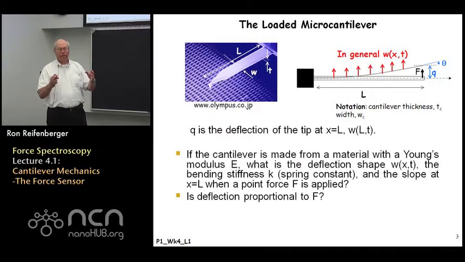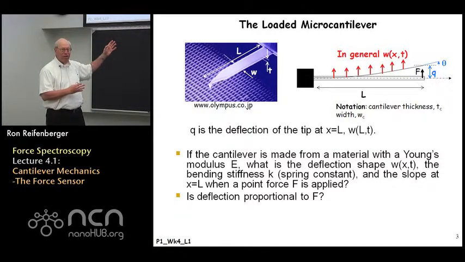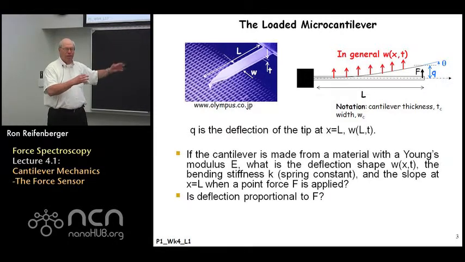We're assuming that the cantilever is made from a material. We're assuming that you know the elastic modulus or Young's modulus E of that material. What we're trying to do is predict w as a function of x. We're not so interested in time here. When you put time into the equation, then it's a dynamic AFM, and that'll be covered in part 2 of the course.